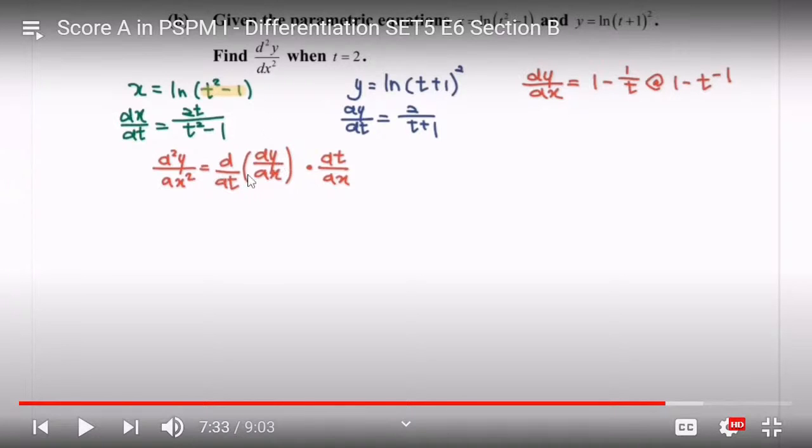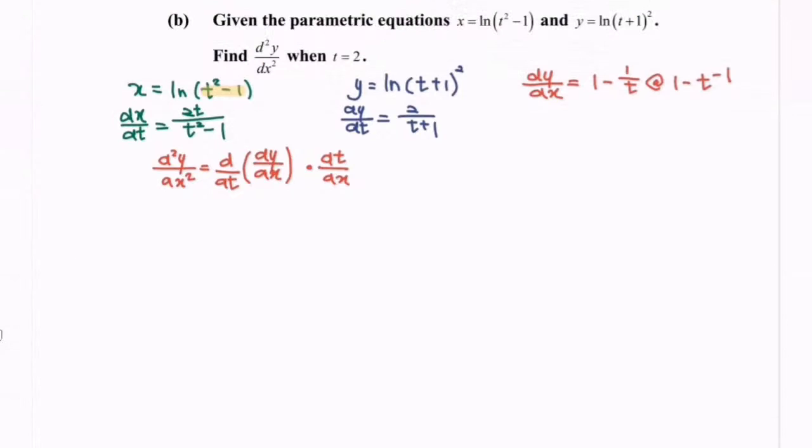So follow the instruction, differentiate this thing respect to t. Then multiply with dt dx. Means that you need to flip. So harap tuan-tuan perempuan tulis formula. Differentiate the dy dx where we have 1 minus t to the power negative 1 with respect to t. And then multiply with dt dx where we have t squared minus 1 over 2t.